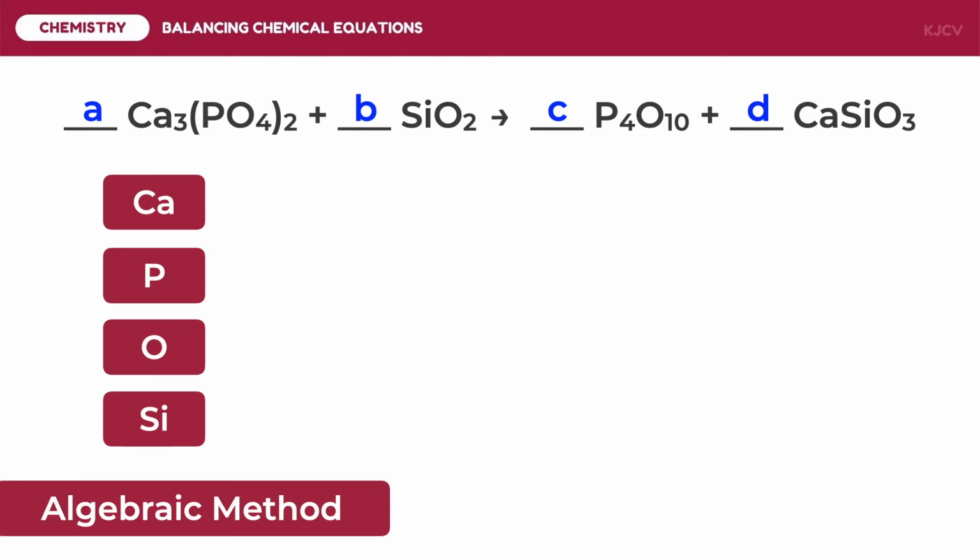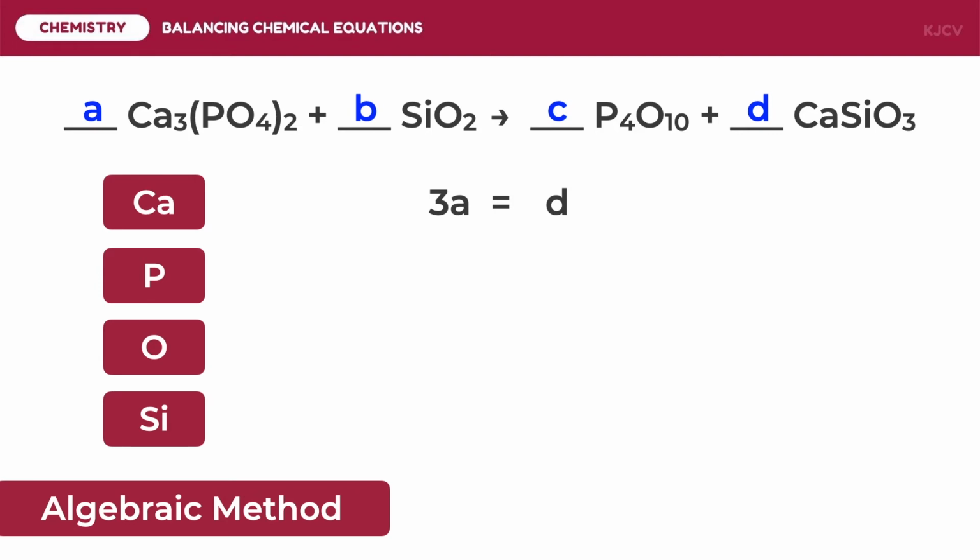To do this, we're going to get the sum of all products of the variables and subscripts per element per side. Let us do calcium first. In the reactant side, we only have one substance that contains calcium, and that is calcium phosphate. Thus, the left side of the equation is 3 times A or 3A. This will be equal to the calcium variable in the product side. This will be 1 times D or simply D. With this, calcium is represented as 3A is equal to D.